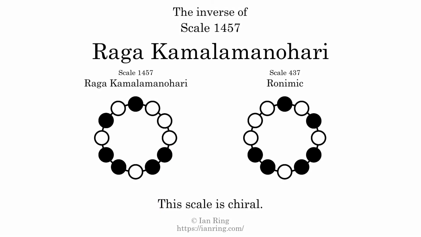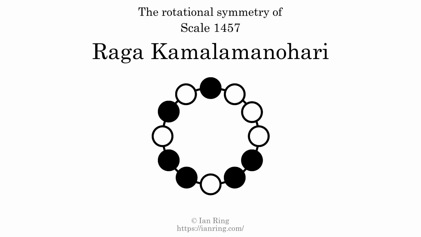The inverse of a scale is a mirror image. It is what you get when the sequence of intervals is reversed. The inverse of this scale is scale 437, also known as Riemannic. This scale is chiral. It cannot transform into its inverse by rotational transformation. This scale has no rotational symmetry.